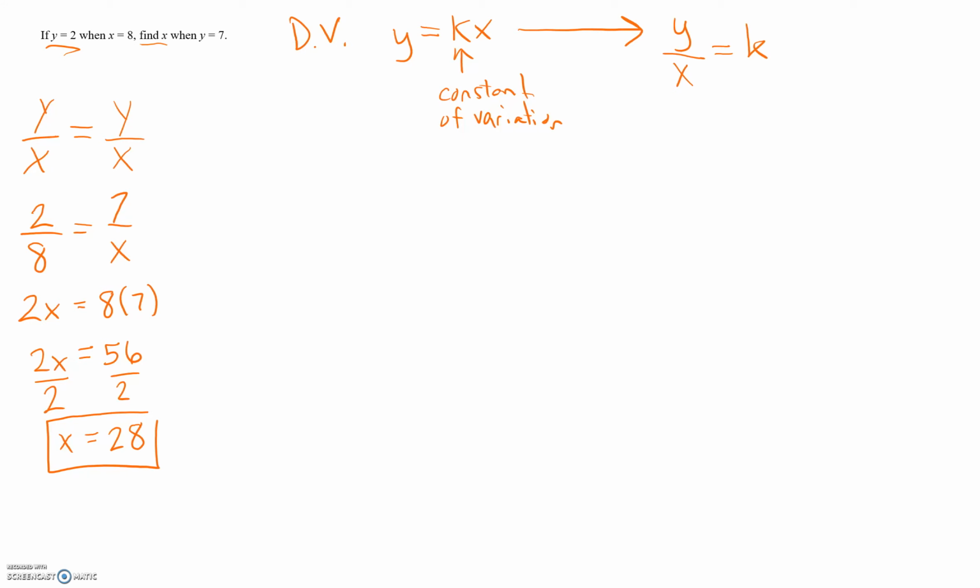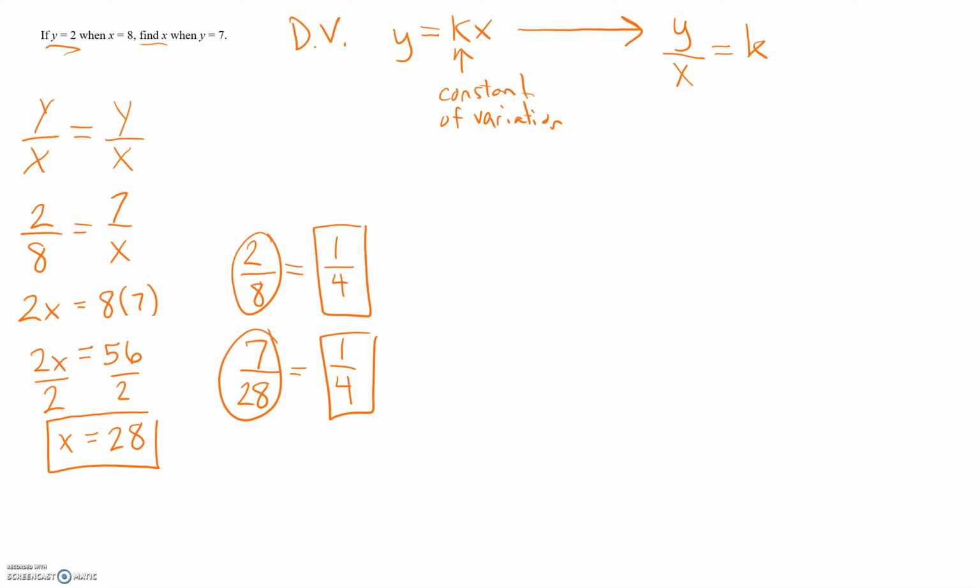And just to check and see if that makes some sense here, 2 over 8 is really equal to 1/4. That's the constant of variation. 7 over now what we found is 28. If we reduce that, that's 1/4. So yeah, those two fractions are equivalent. But that's what direct variation on a problem like this would look like.